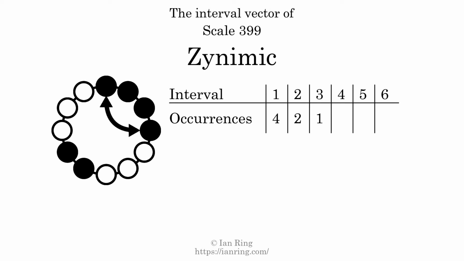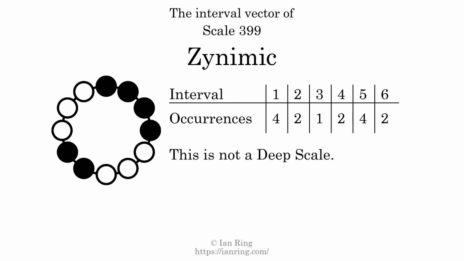It is here. There are 2 intervals with the size of 4 semitones. They are here and here. There are 4 intervals with the size of 5 semitones. They are here, here, here, and here. There are 2 intervals with the size of 6 semitones. They are here and here. Each interval does not appear in this scale a unique number of times, so this is not a deep scale.